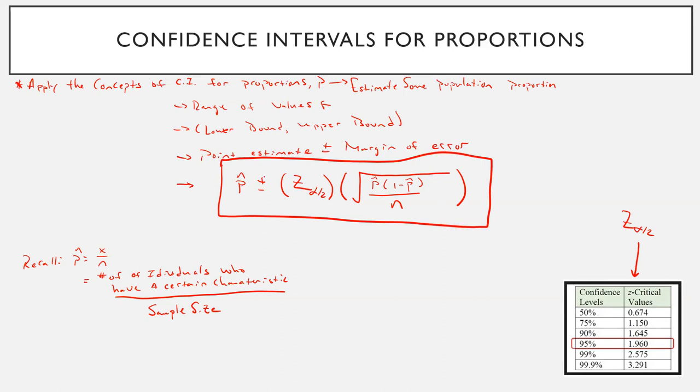Okay, so it's p hat, add and subtract, critical value times standard error. So point estimate, add and subtract the critical value, times the standard error. All right, and that's it, okay?